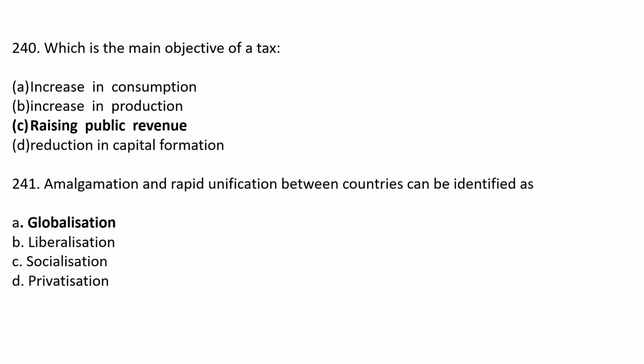Which is the main objective of a tax? Option A increase in consumption, option B increase in production, option C raising public revenue, option D reduction in capital formation. The correct answer is option C raising public revenue.